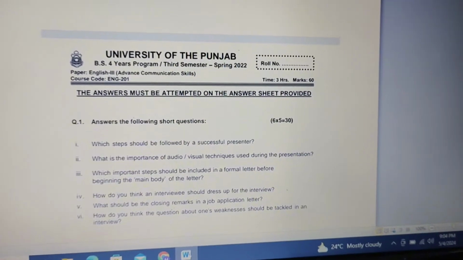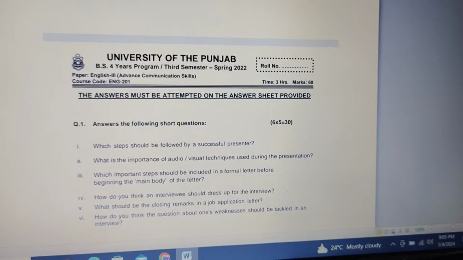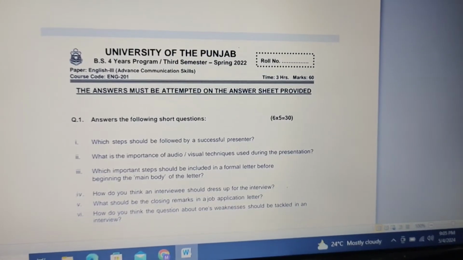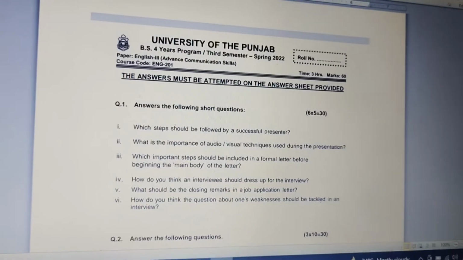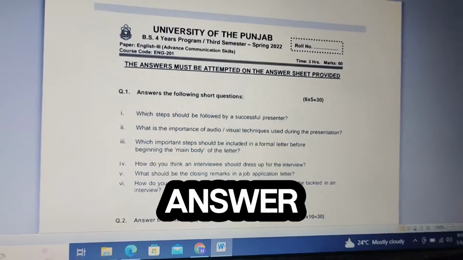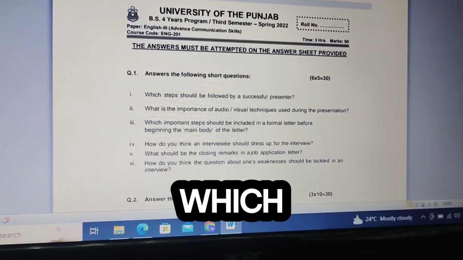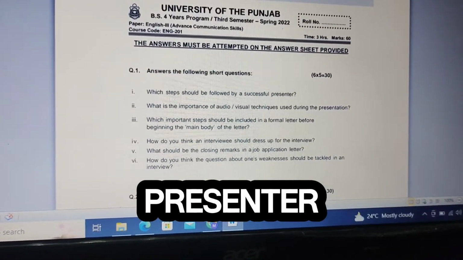Today's lecture is based on Advanced Communication Skills Paper 3, course code ENG-201, third semester spring 2022, and I'm helping you to solve this paper. As you can see, this is the paper. Question number 1, answer the following short questions. Number 1, which steps should be followed by a successful presenter?